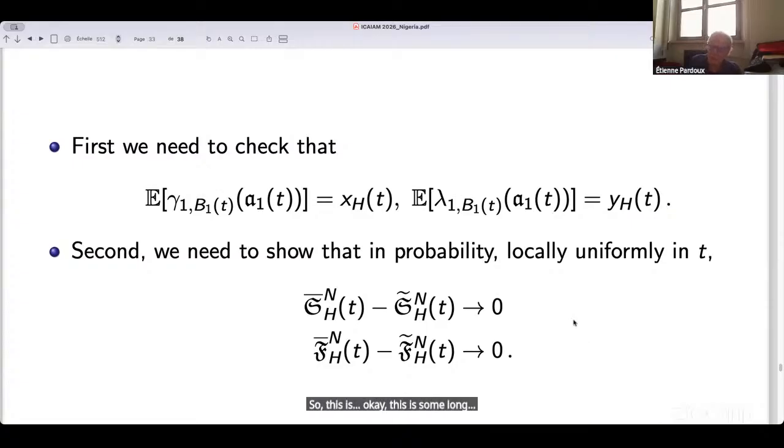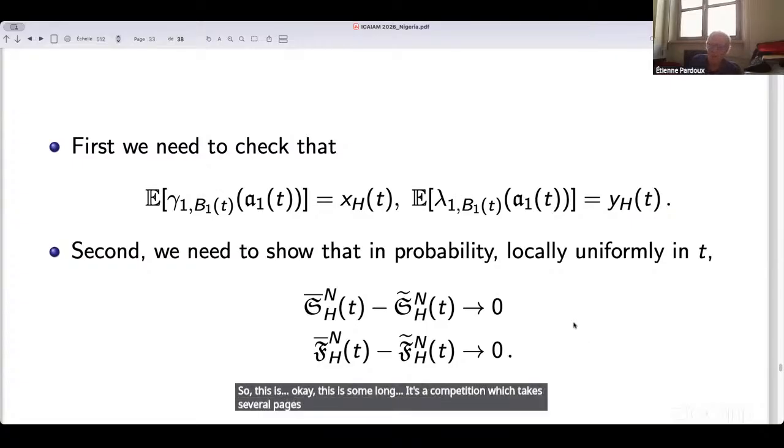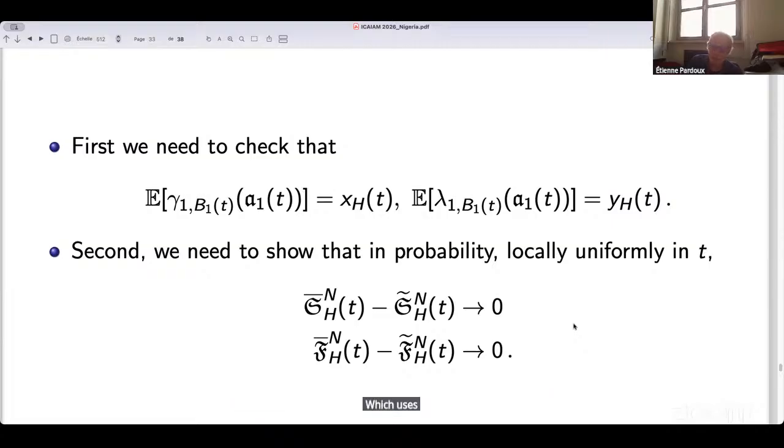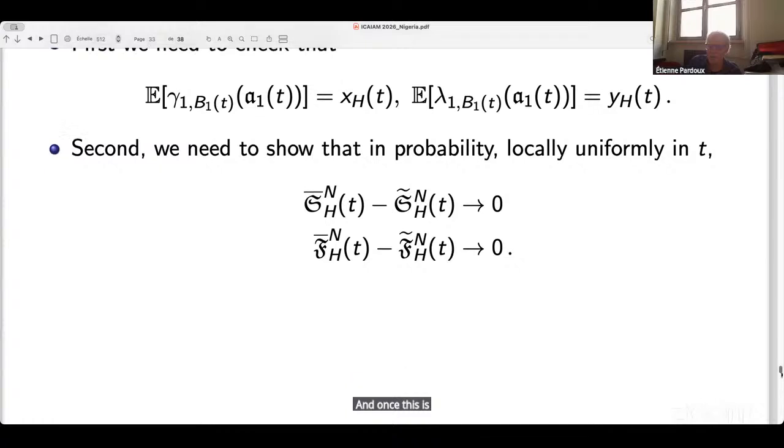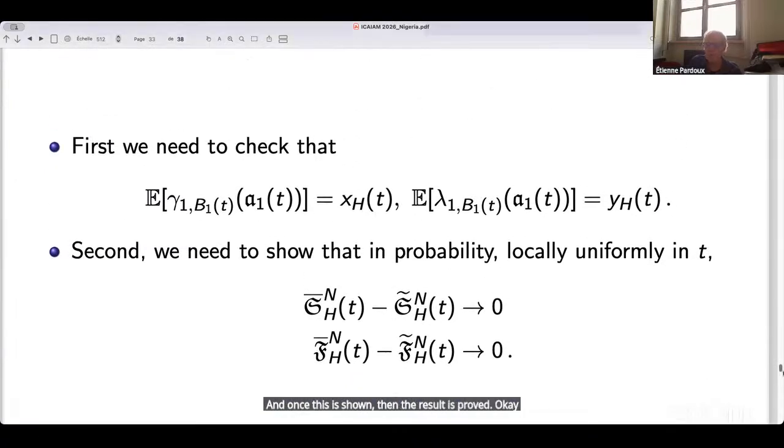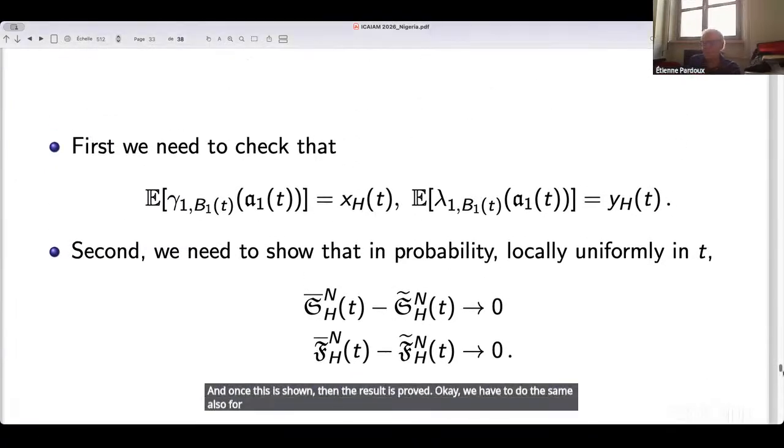It's a computation which takes several pages, which uses essentially clever estimates plus Gronwall lemma, and you can show this. And once this is shown, then the result is proved. Okay, we have to do the same, I just explained for the human population, you have to do the same for the mosquito population.